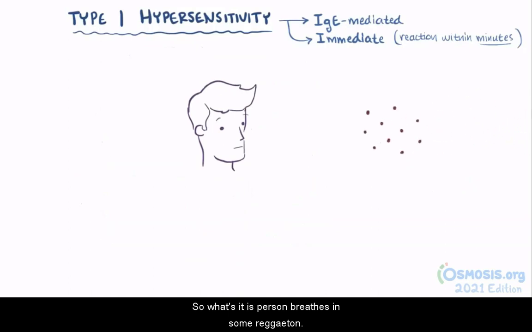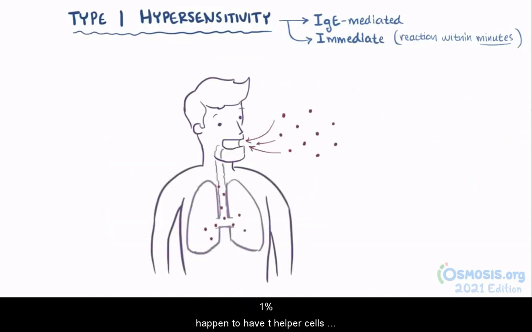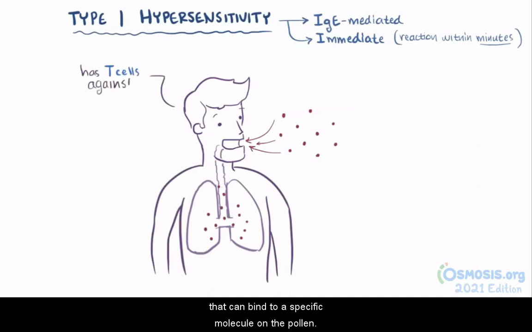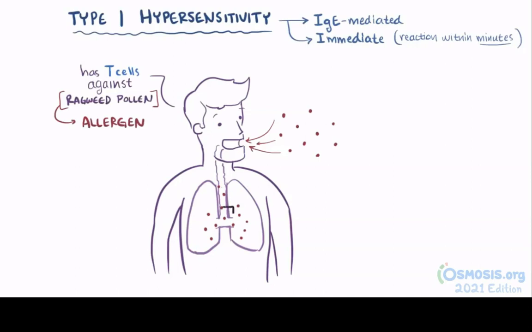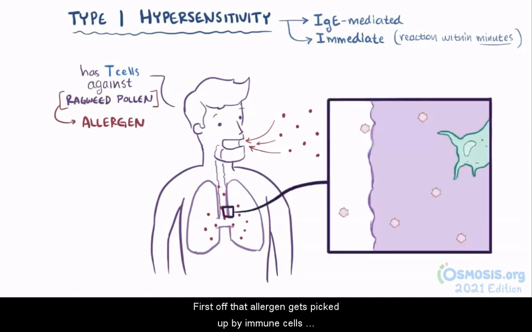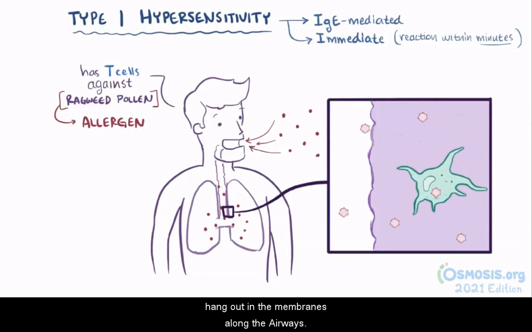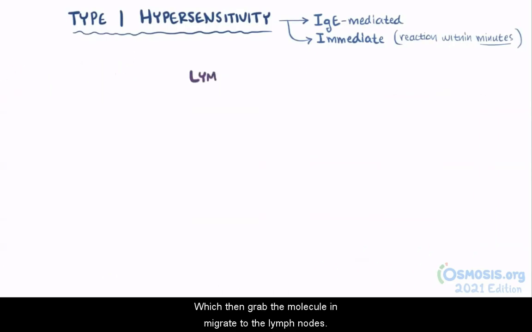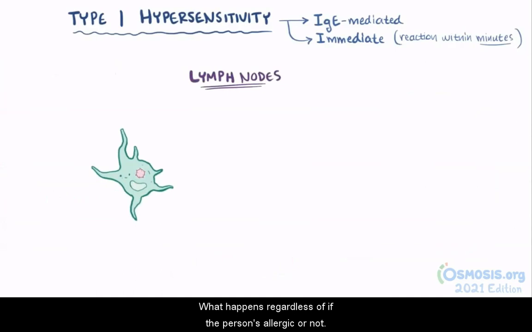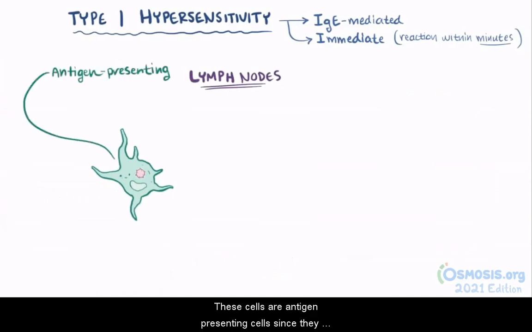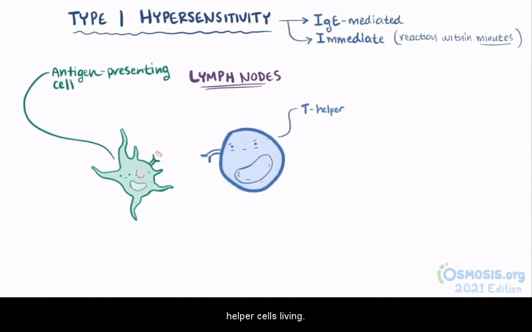So let's say this person breathes in some ragweed pollen. That person happens to have T helper cells that can bind to a specific molecule on the pollen, making that molecule an allergen. First off, that allergen gets picked up by immune cells hanging out in the membranes along the airways, which then grab the molecule and migrate to the lymph nodes, which happens regardless of if the person's allergic or not. These cells are antigen-presenting cells, since they carry the antigen to the lymph nodes and present it to the T helper cells living there. Dendritic cells and macrophages are examples of antigen-presenting cells.